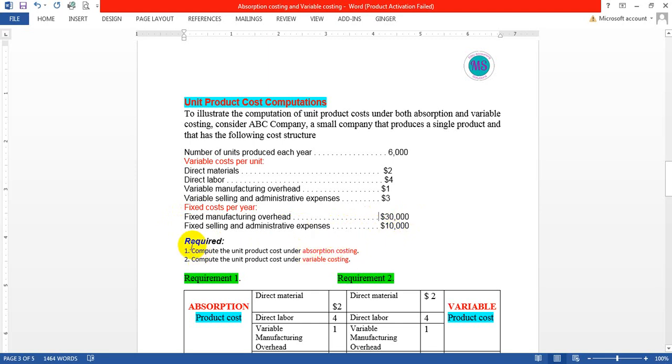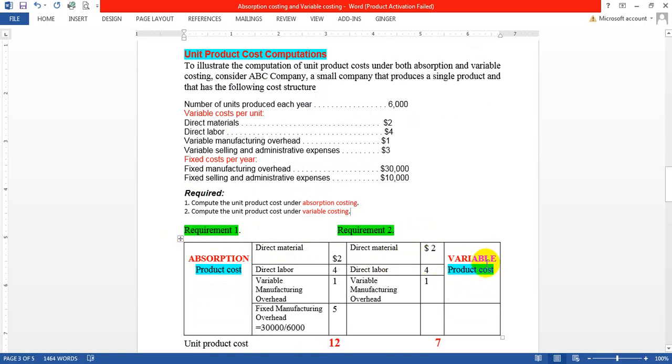Now, what is the requirement? Requirement number one is to compute the unit product cost under absorption costing. First we want to calculate the unit product cost under the absorption costing method, and then under the variable costing method. I have prepared the chart in such a way that you can compare these two together. In absorption costing, as we have already discussed previously, we take all the costs, regardless of whether they are variable or fixed. So we will take the fixed portion of manufacturing overhead as well.